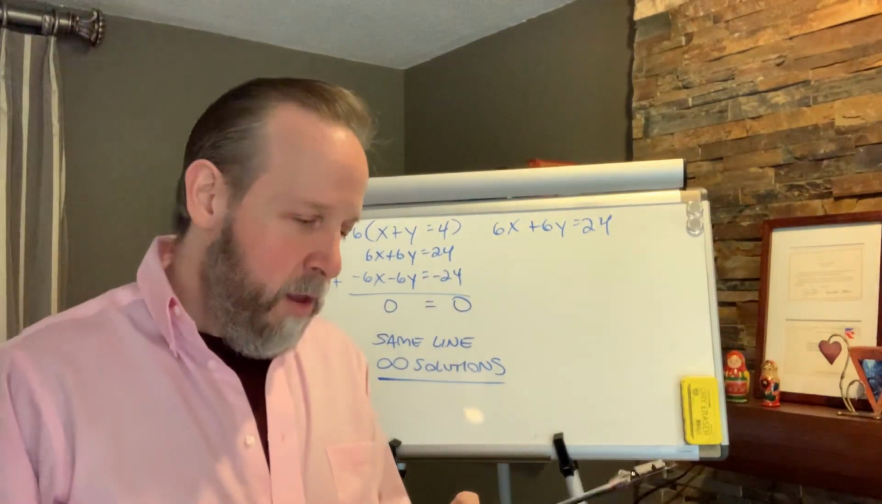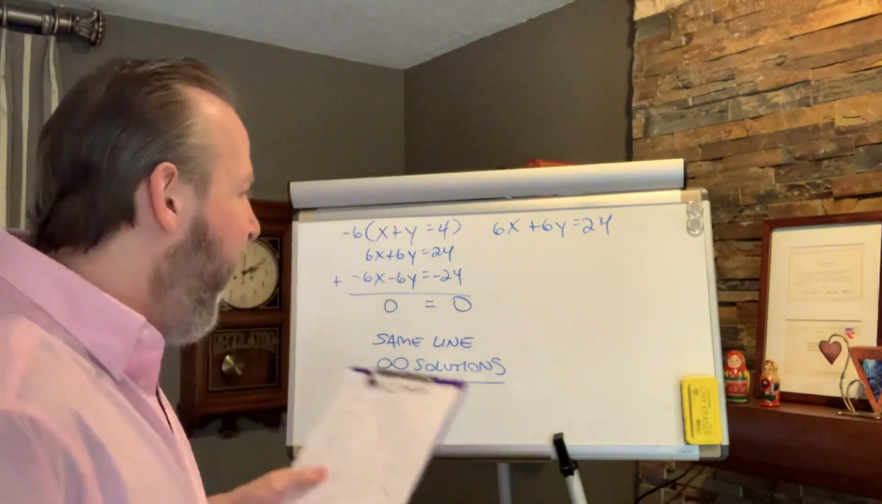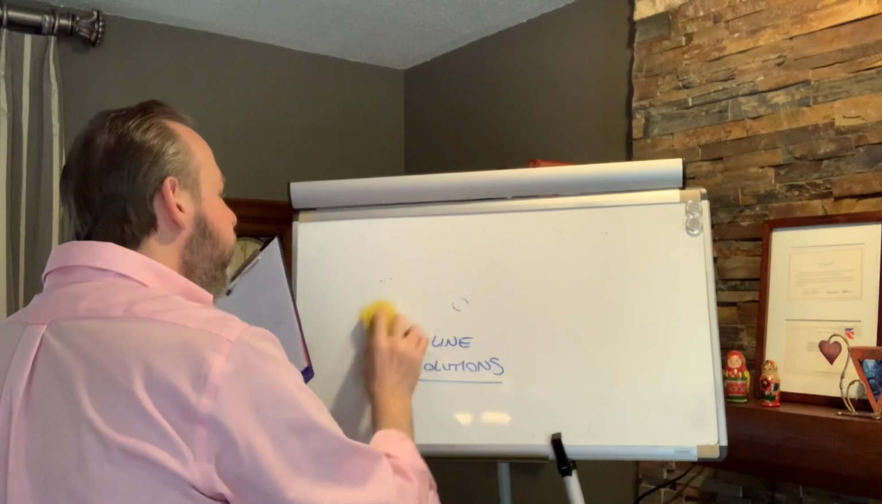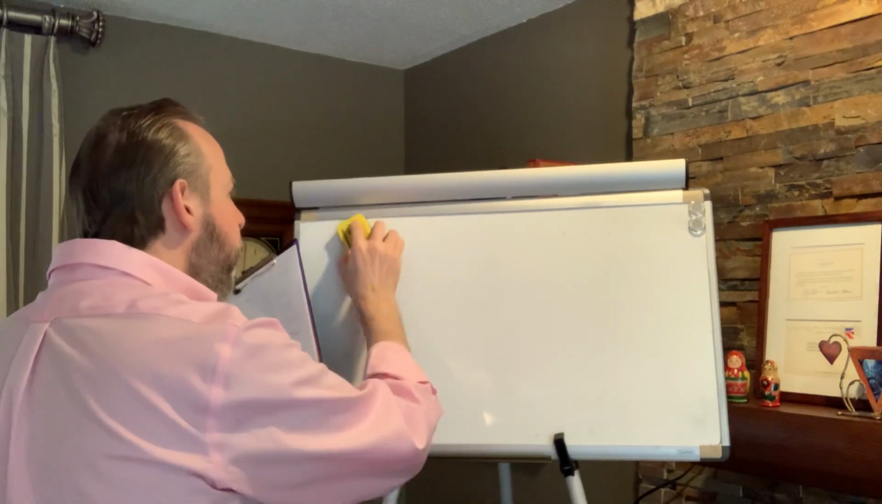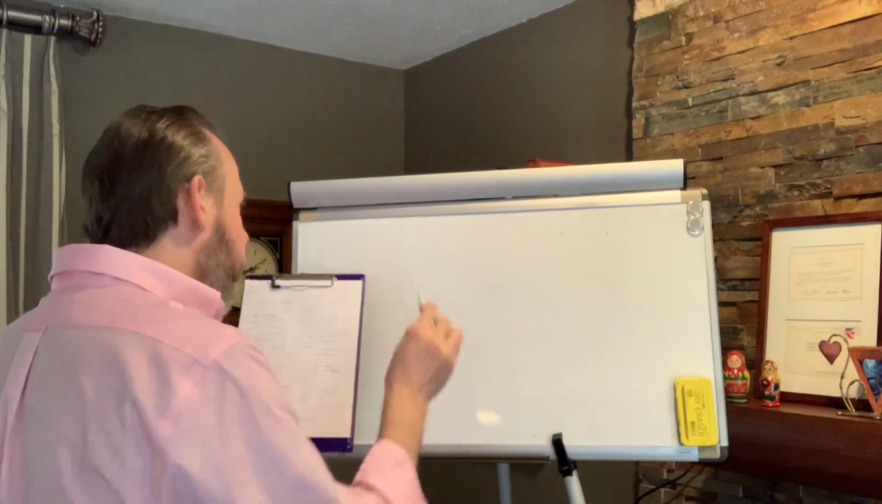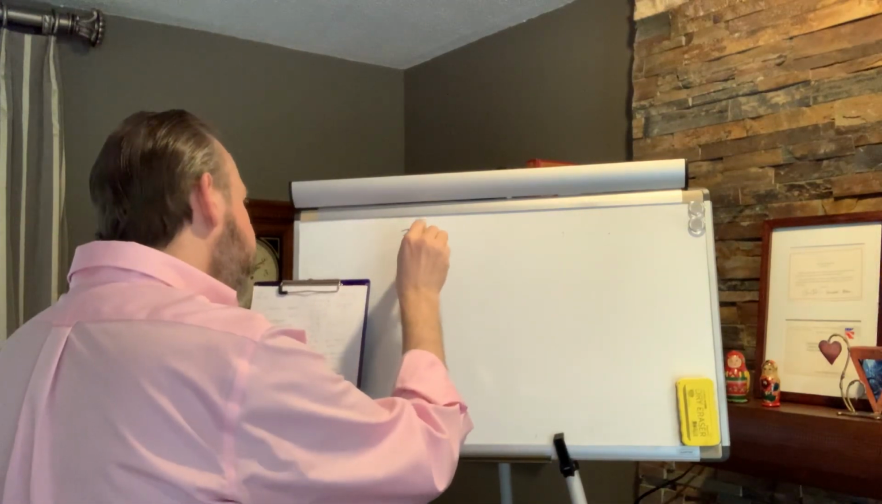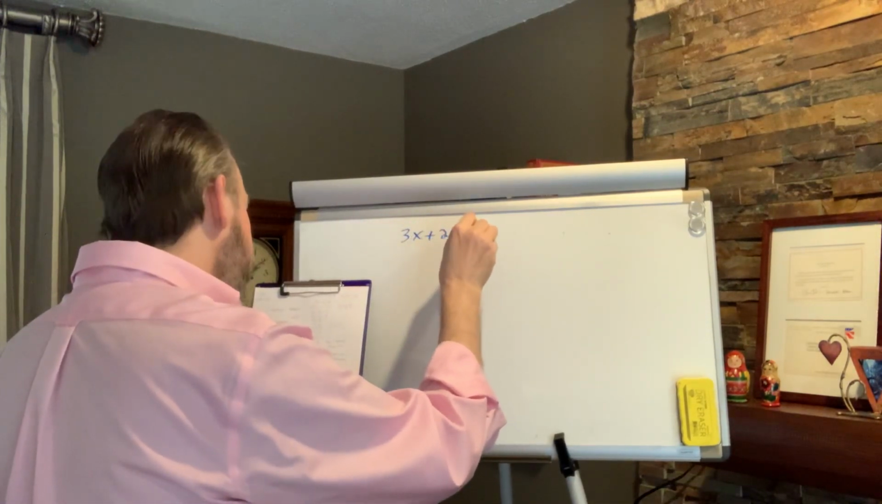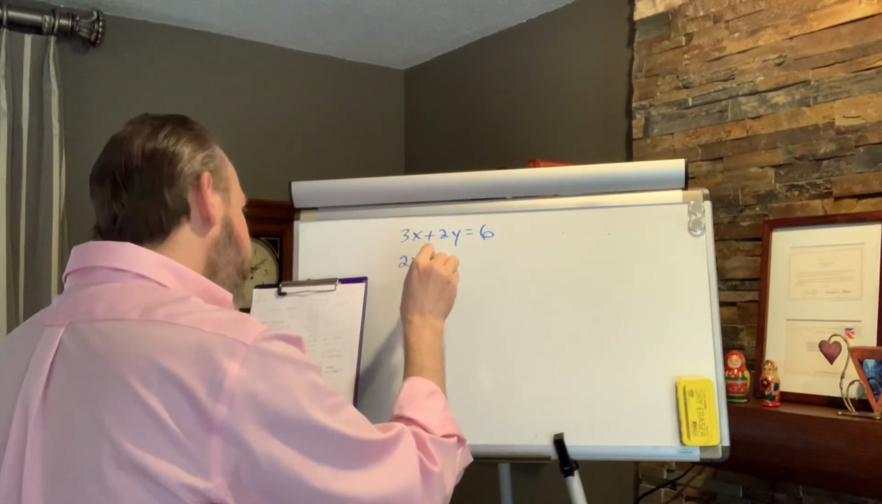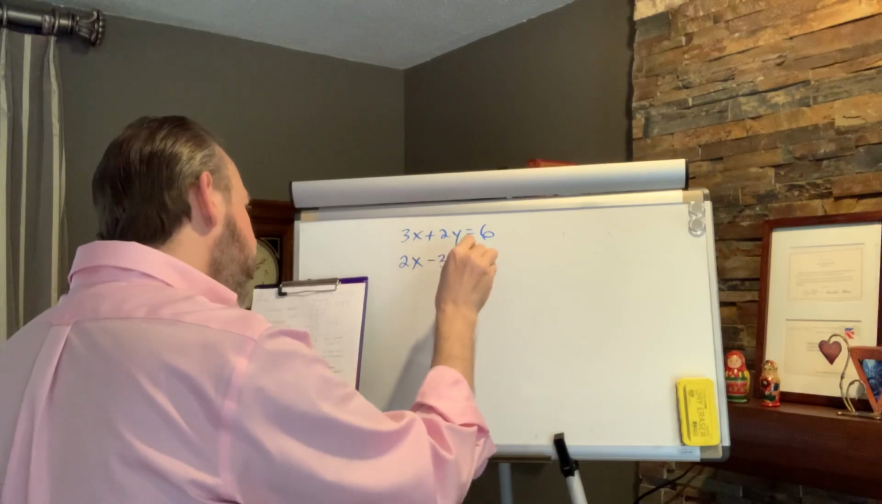All right. So one final problem to do. This one's not going to be special, except it's going to have a little bit more multiplying to do. Because, of course, why wouldn't we want to do more work? So we have 3x plus 2y equals 6. I'm going to stack this one for you in the first place. 2x minus 3y equals 4.